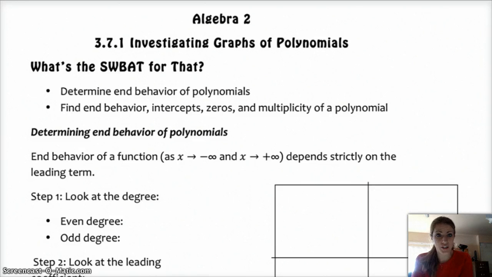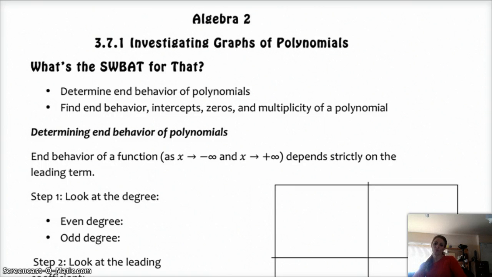We are moving on to 3.7 today. There's 2 days in 3.7. And we're basically going to be talking about how to use all of these things that we've learned in Chapter 3 to start graphing polynomials without a graphing calculator.